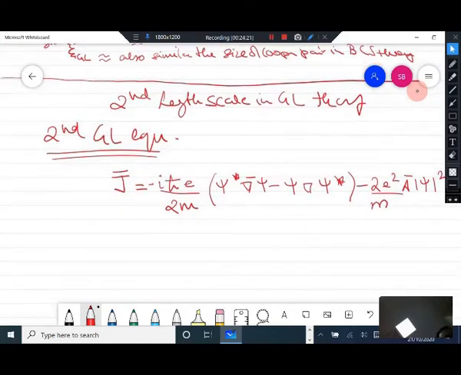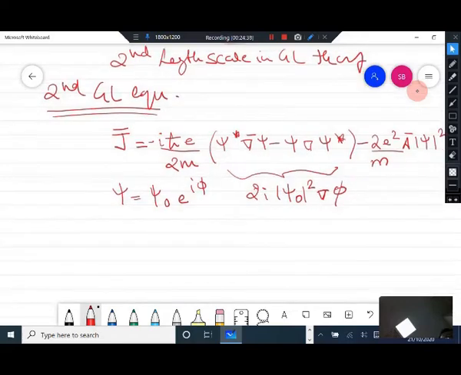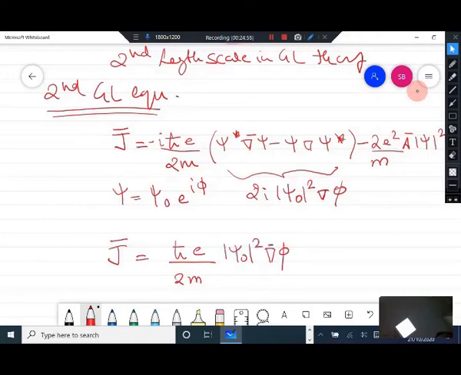Okay, this you have already seen. Now psi is equal to psi naught E raised to I phi, and this term we had worked out that it is equal to 2I mod of psi naught gradient of phi. Okay, so if you put this expression there, J is equal to H cross E by 2m mod of psi naught square gradient of phi minus 2 E square by m vector potential A mod psi naught square.